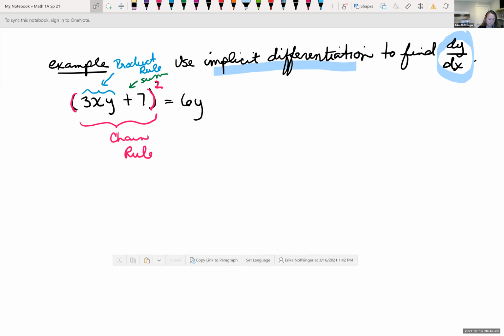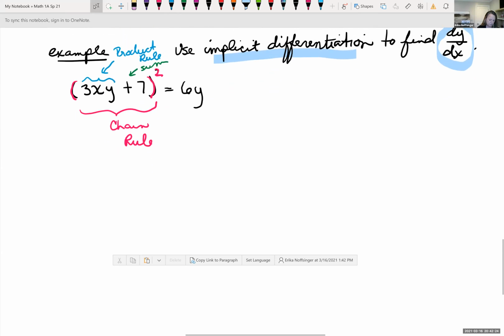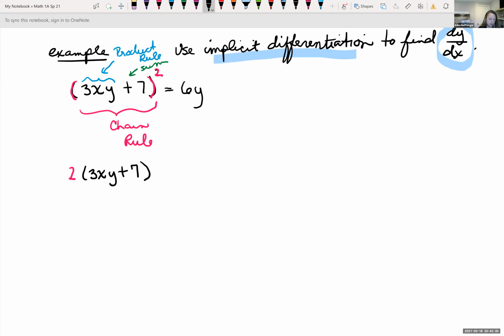The chain rule says we're going to bring our power down front, times 3xy plus 7, and subtract 1 from our power. That's just going to give us 1 times the derivative of the inside, so d/dx of 3xy plus 7, equals the derivative of 6y. Well, the derivative of 6y is pretty easy. That's just 6 times the derivative of y, which is 1, but then dy/dx, because that was in terms of y there.